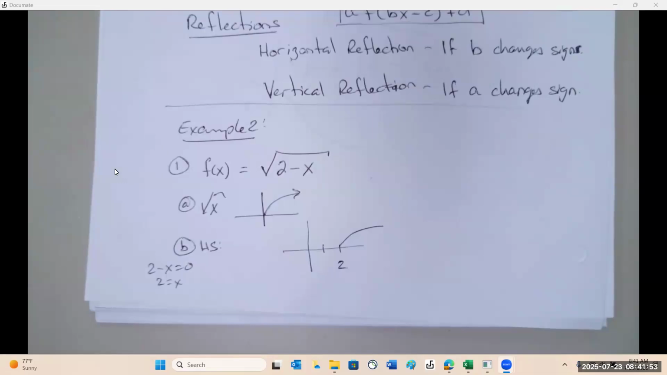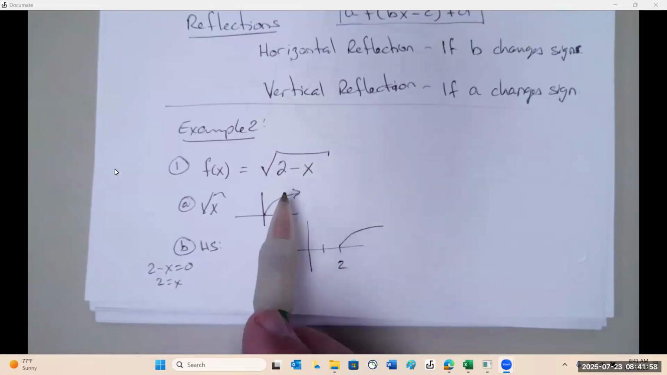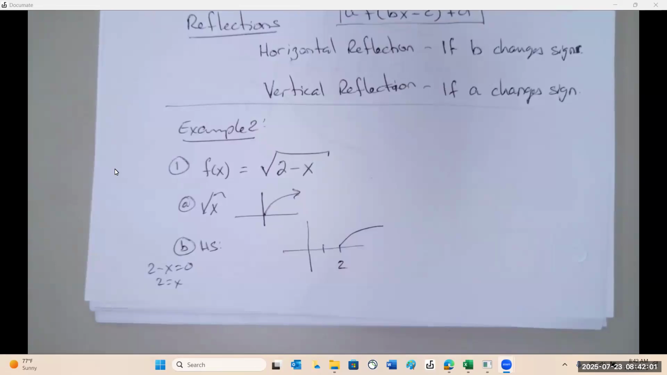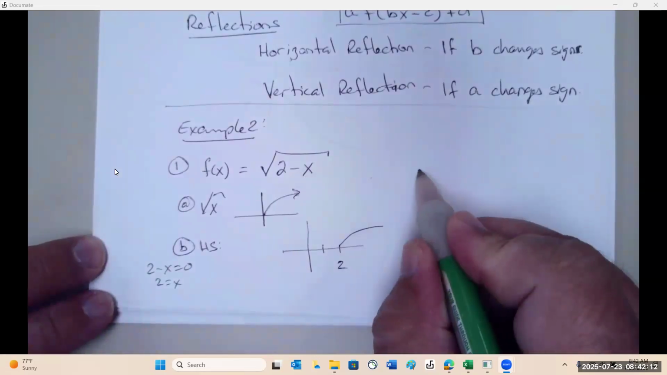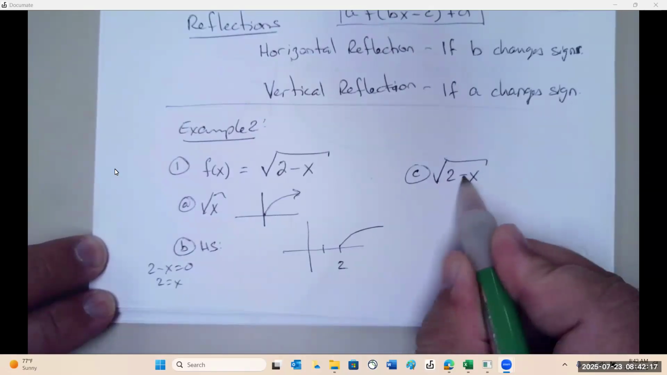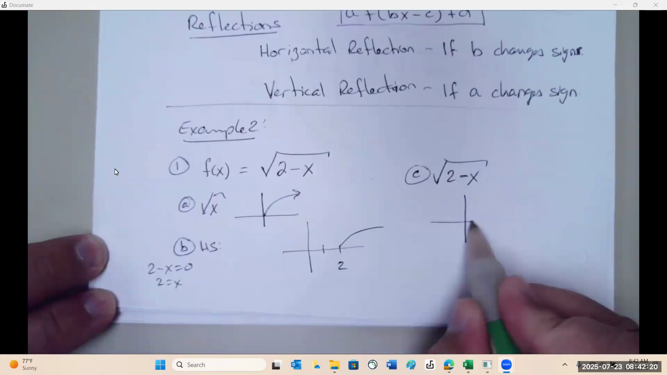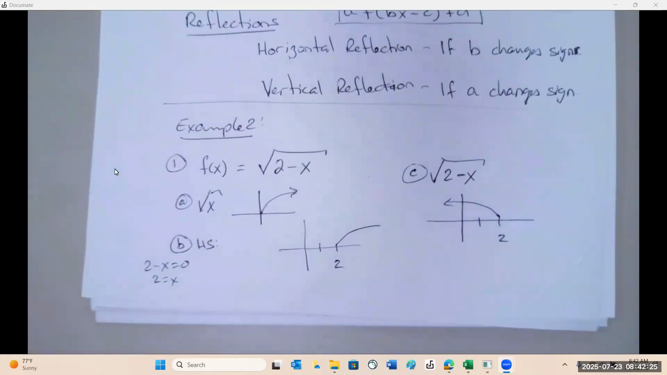Is there a vertical shift? No, there's nothing outside the function. But inside the function, we notice that x has changed signs, because in the original function it's positive. If it becomes negative, what do we have to do? Since x changed signs, it's got to change direction. It's a horizontal reflection.